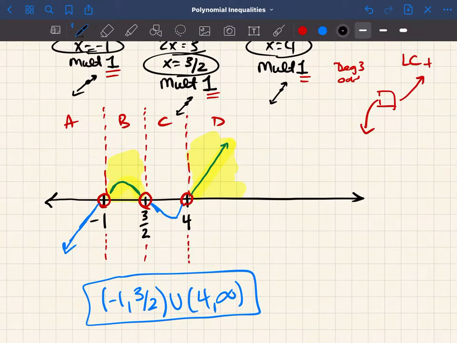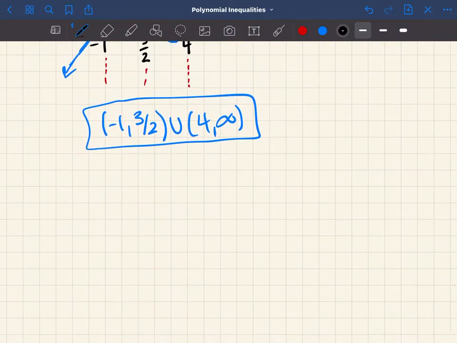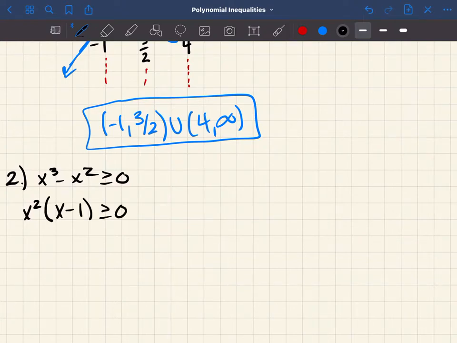All right, let's move on. Let's look at problem number 2. So for problem number 2, we have x cubed minus x squared is greater than or equal to 0. So we're going to have to factor this one. It's not factored. So if we factor out x squared, we end up with x minus 1 is greater than or equal to 0. So we have the following zeros.